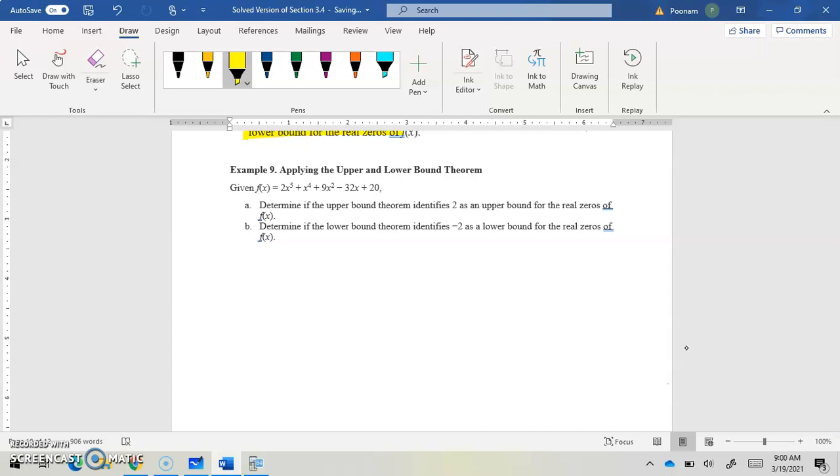A function is given: f of x is equal to 2x raised to power 5 plus x raised to power 4 plus 9x squared minus 32x plus 20. If we write it in the standard format, as you see the x cube term is missing, we can write it like this.